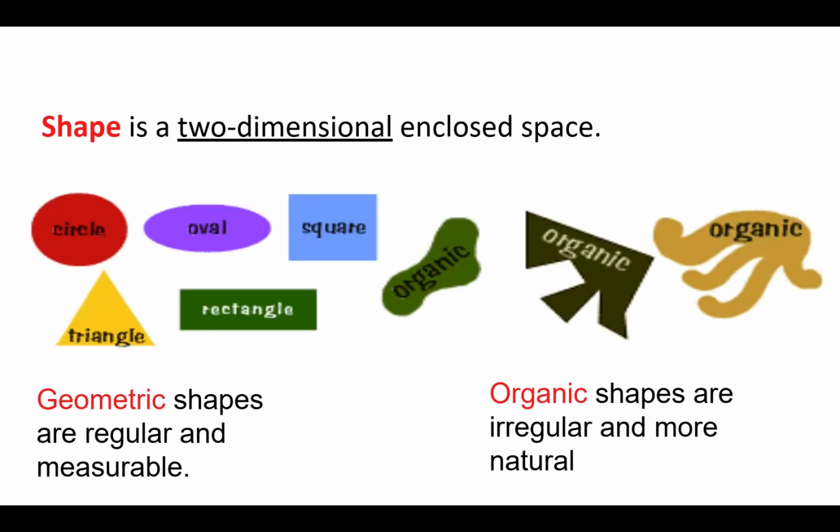Shape is a two-dimensional enclosed space. We have geometric shapes. They're regular, they're measurable. Familiar with these, versus organic shapes. These are more irregular and more natural. So let's say we're looking at an artwork, the human form. It would be much more curvilinear, right? We'd have more curvilinear lines, and the shape is more organic.